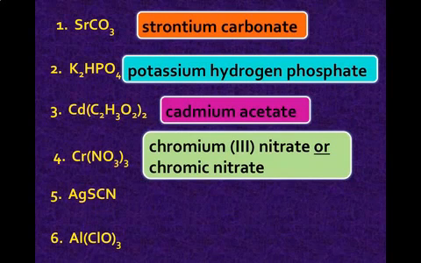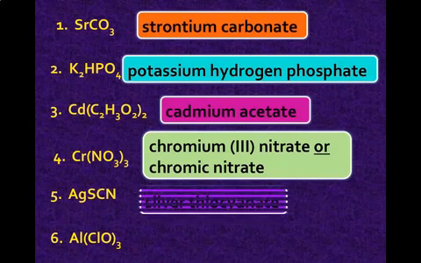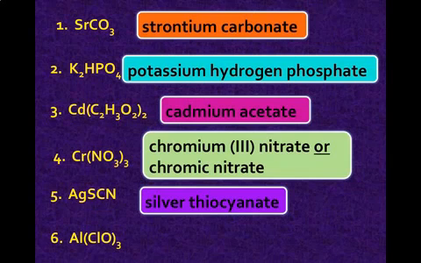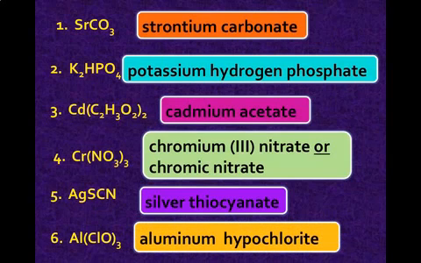Number 5, we have silver. Silver is always the same number. And then we have SCN, which is silver thiocyanate. And then number 6, we have aluminum and then hypochlorite. Aluminum hypochlorite.